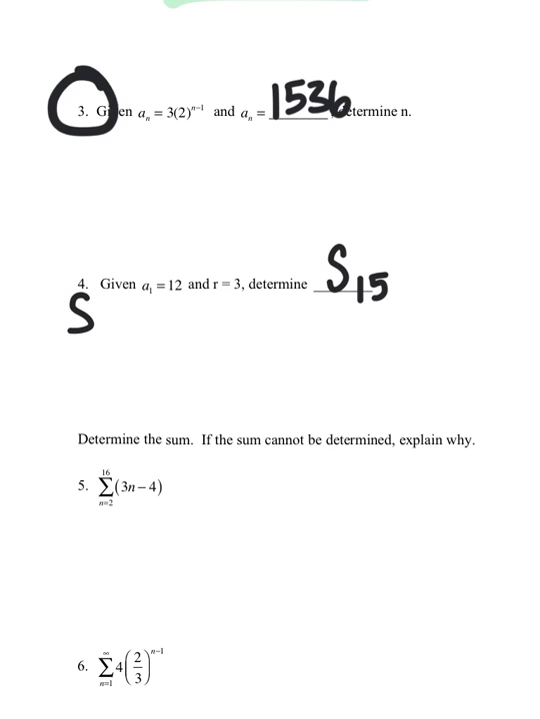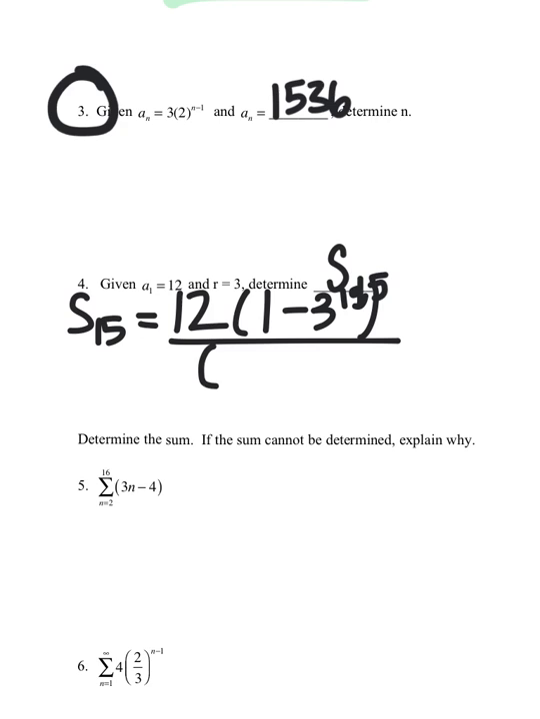So the sum of the first 15 terms is the first term times 1 minus the ratio to the 15th power all over 1 minus 3.